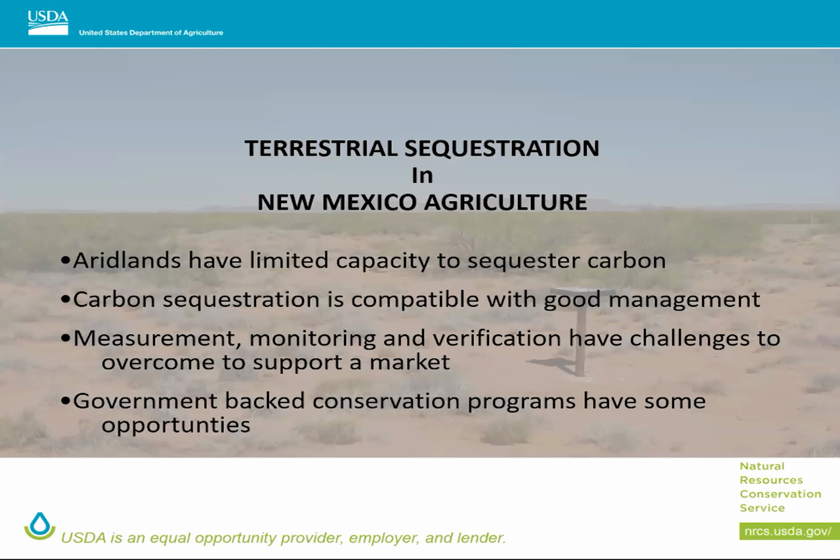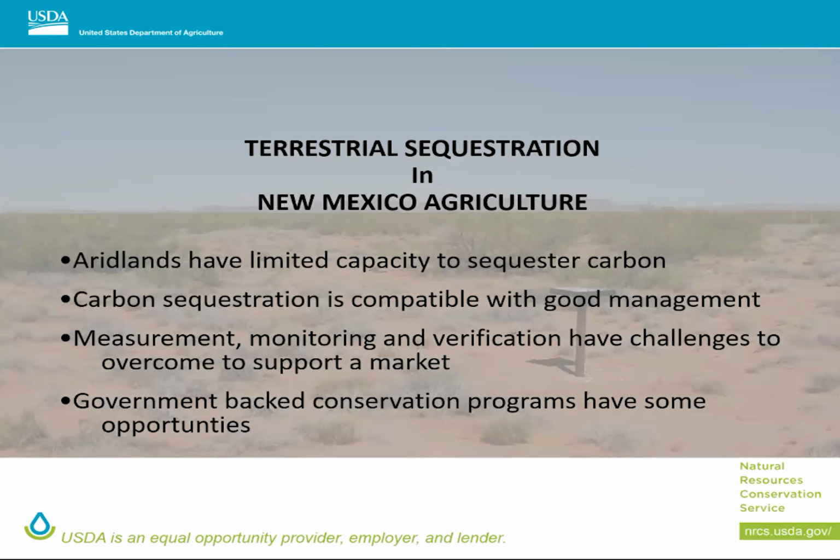So to sum all of that up, arid lands have a limited capacity to sequester carbon. This is not the first pick of a place to do this. In general, and much to our benefit, carbon sequestration is compatible with good management. We already know how to do good management. There's nothing new in those practices. You know, we've been doing this for almost 100 years now.